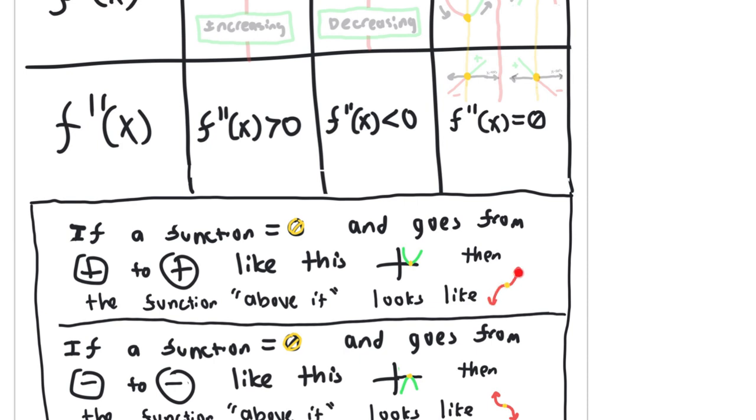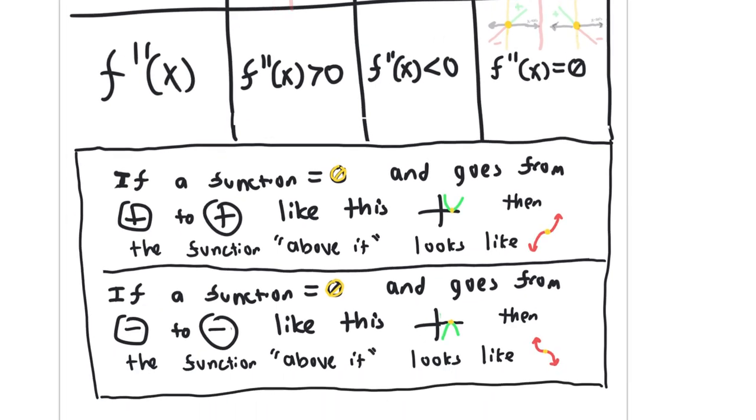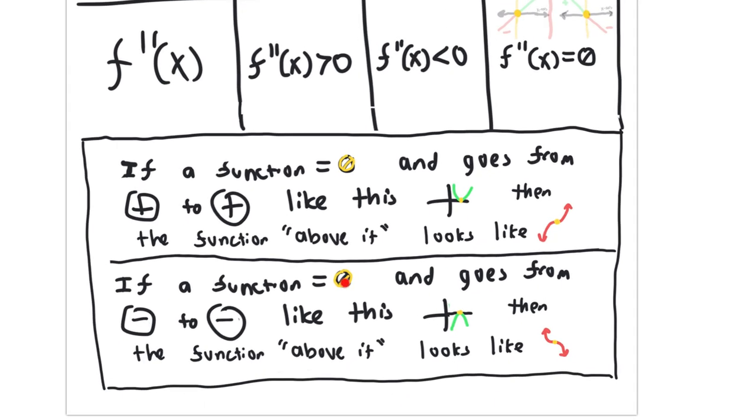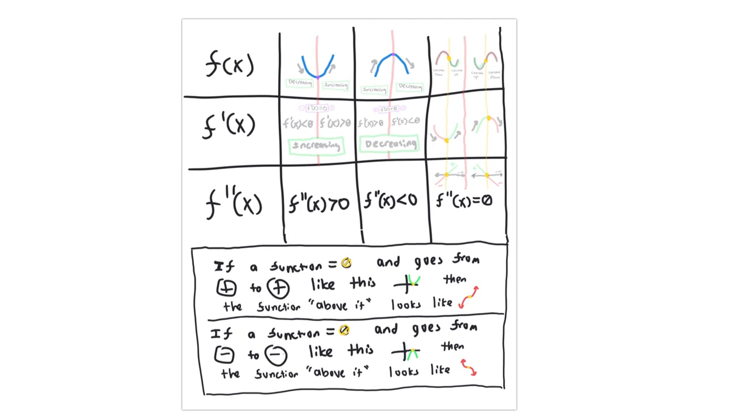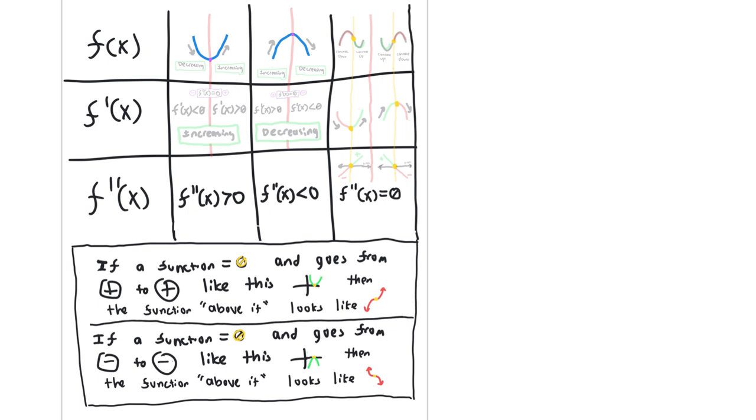So that's sort of a strange case scenario, and vice versa is true, where if a function equals 0, like right here, but it goes from negative to negative, meaning it's below the x-axis here and also below the x-axis here. In other words, it's like a peak, but the peak is actually hitting the x-axis. Then the quote-unquote function above it looks like this. So that should be very useful information. Let's put it to the test and see what's going on with a couple practice problems.